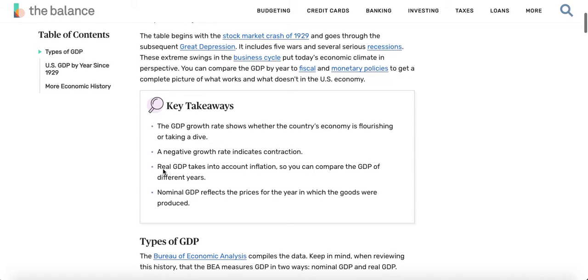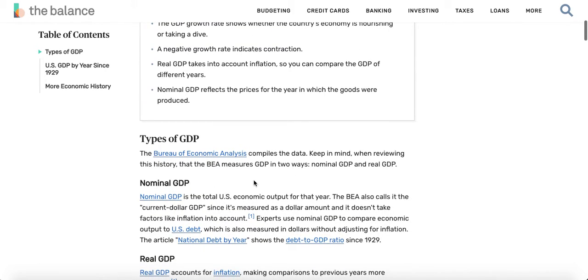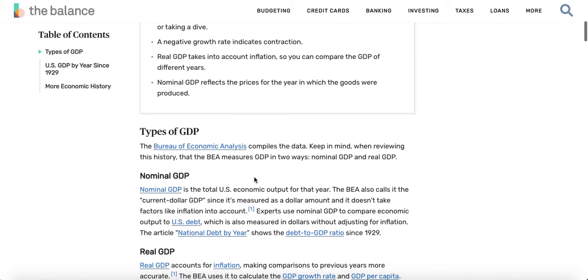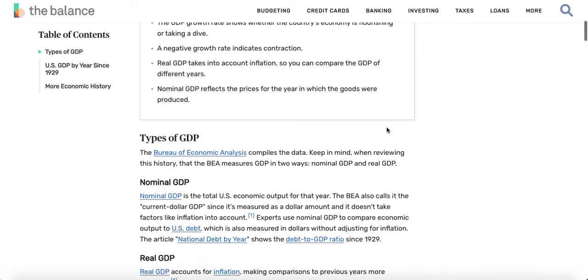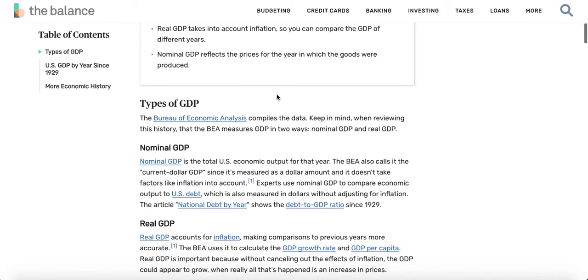We'll be comparing it with real GDP, actually. They only measure nominal GDP and real GDP, which in this case is one that takes into account inflation, so you can compare the GDP of different years.